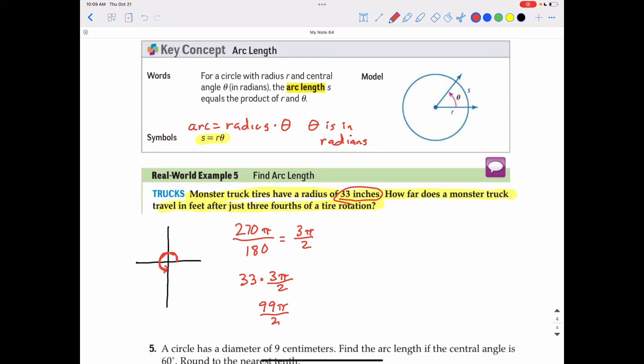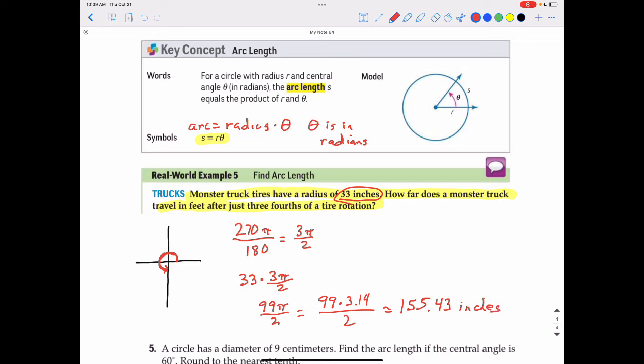Well, when was the last time you said somebody moved pi inches before? So let's go ahead and change this into a decimal estimate. I'm using 3.14 for pi now because we're trying to figure out the arc length. We're not dealing with an angle measure, so pi is not 180 degrees. It is the length of something. So I'm going to use 3.14 for pi. So take 99 times 3.14, divide that by 2, and you get 155.43. And that's in inches.